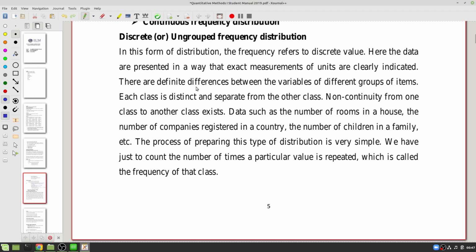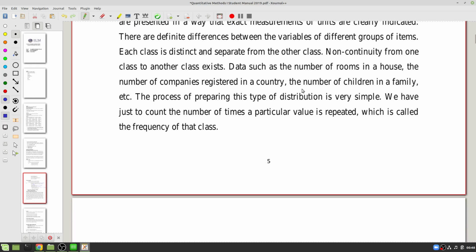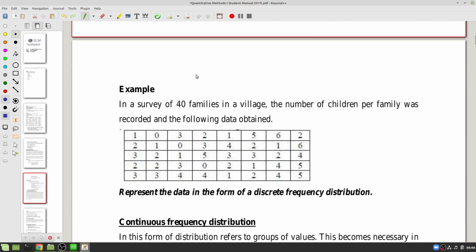Okay, there are definite differences between the variables. If we measure integers, like 1, 2, 3, there's an exact, definite difference. The difference would be 1 if we're looking at integers. You can have 1 car or 2 cars or 3 cars, you can't have 1.3 cars, right? That's the basic idea of what they say here.